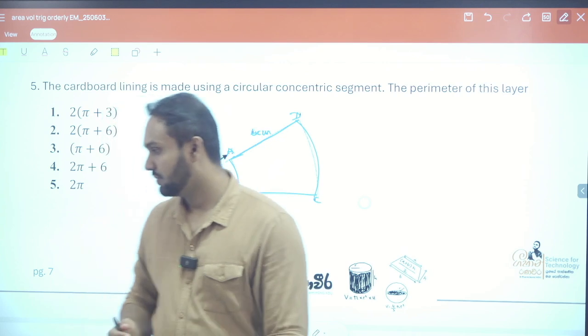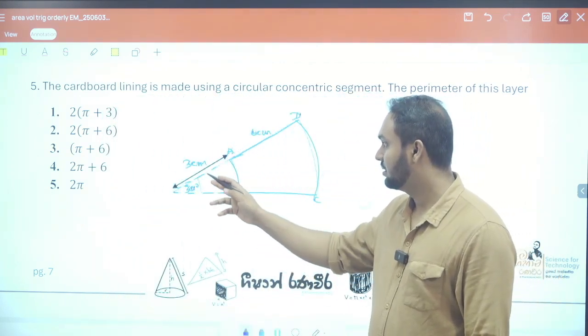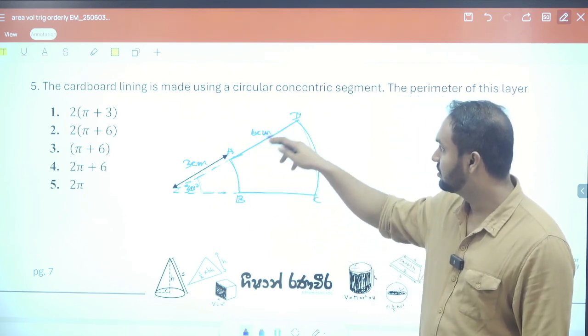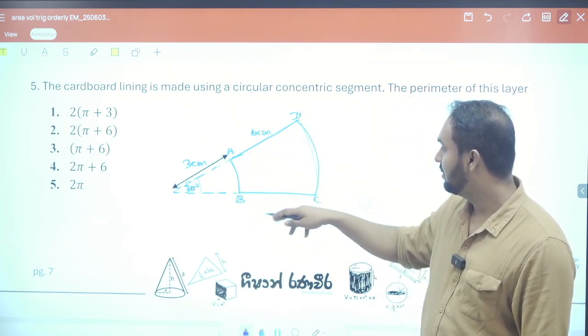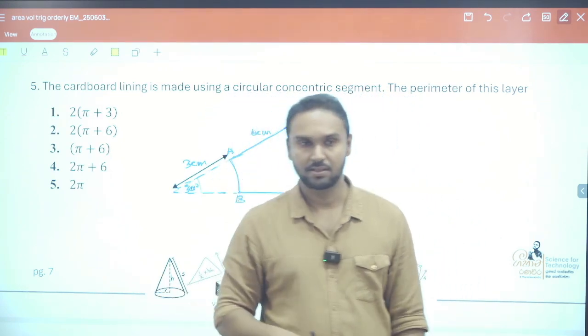Is it fine now, brother? I think now you can see it. This is 30 degrees, 3 centimeters, 6 centimeters, and they asked to find the perimeter ABCD. Ah, right. Good. Nice.